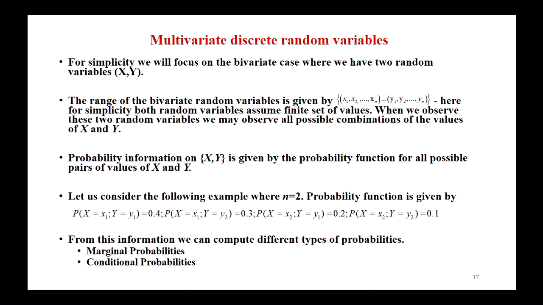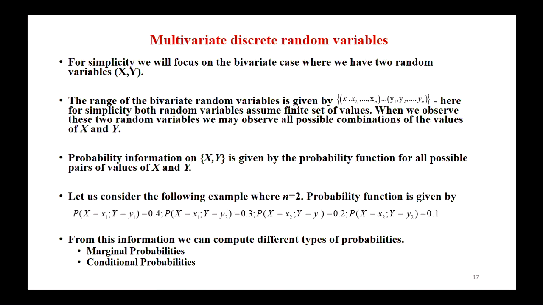In this example, the probability of getting x1, y1 is 0.4. Probability of getting x1, y2 is 0.3. Probability of getting x2, y1 is 0.2. Probability of getting x2, y2 is 0.1. And now you know everything there is to know about the distribution of x and y. That's all the information. This is the joint distribution of the two.